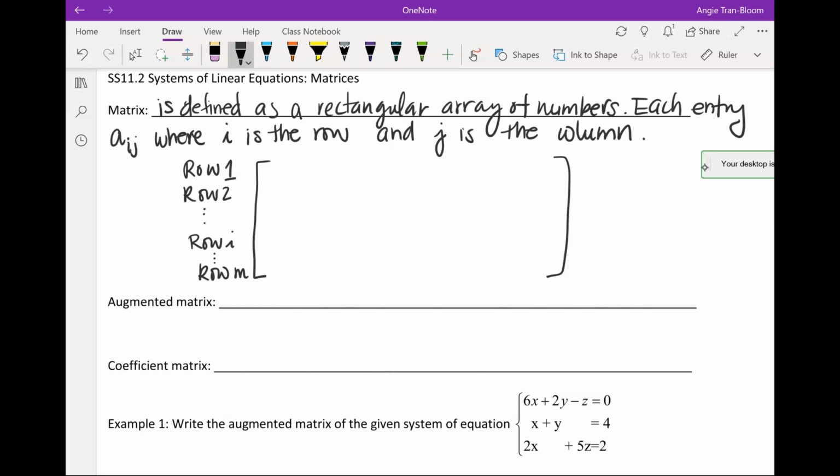All right, now we are going to do columns. So we'll start with column 1. We'll go to column 2. We'll skip a few. We'll call it column J. Skip a few more. We'll call it column N.